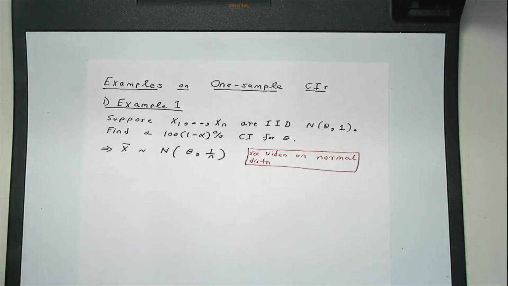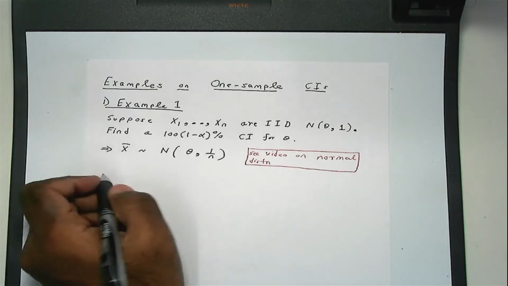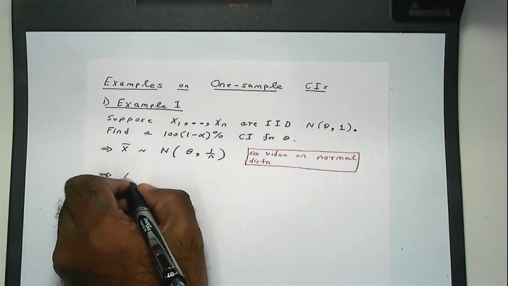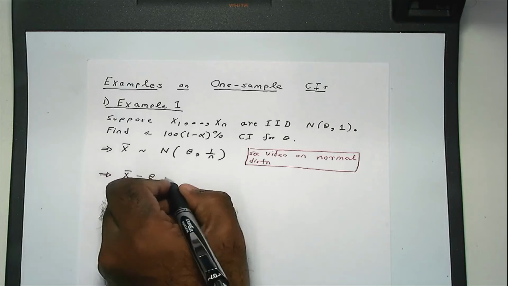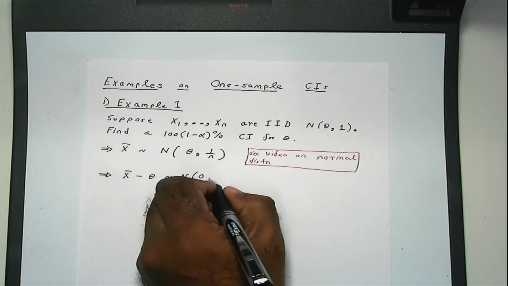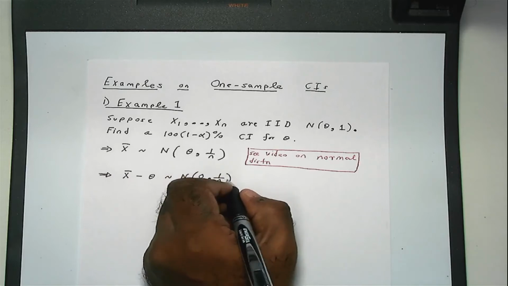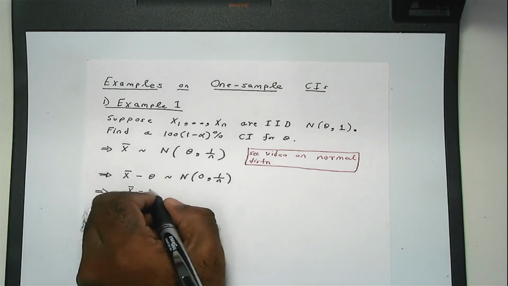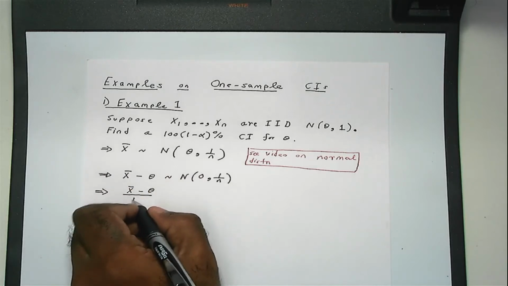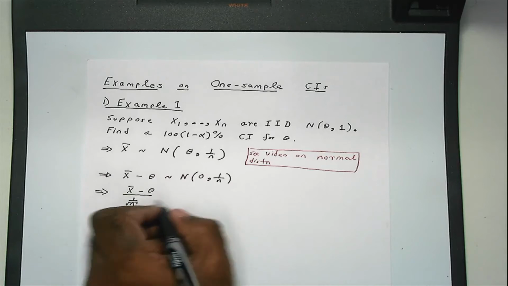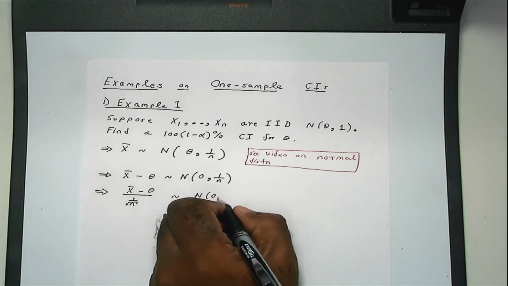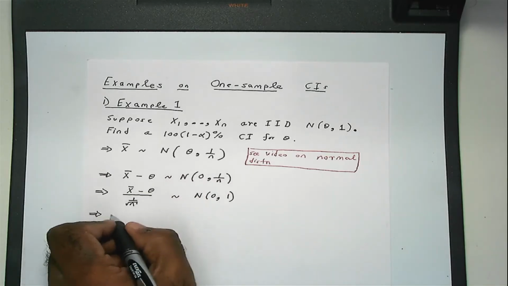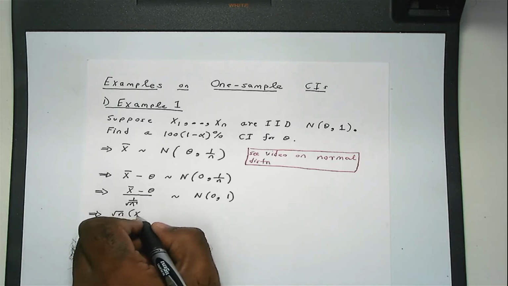So this implies that x bar minus theta must be normal with 0 mean and variance 1 over n, and x bar minus theta divided by the standard deviation must have standard normal distribution. So in other words, root of n times (x bar minus theta) must have standard normal.